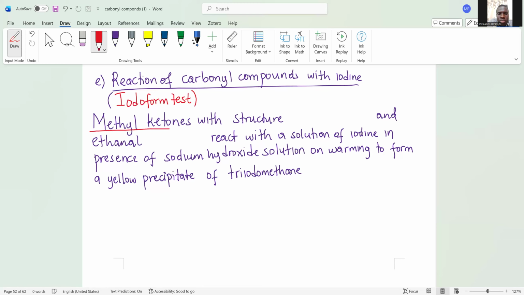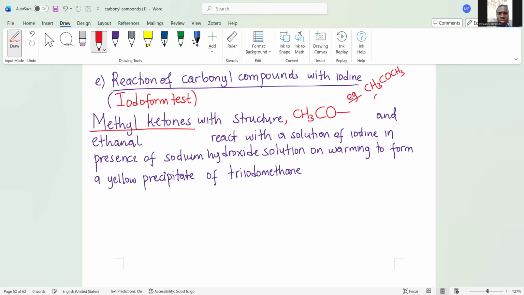We have methyl ketones, not all ketones, methyl ketones. Methyl ketones are the ones that undergo the iodoform test, or that react with iodine. By methyl ketones, I mean ketones with this structure, CH3, they have a methyl group close to the functional group. Which ketones? For example, there is propanone. Propanone has a CH3CO.